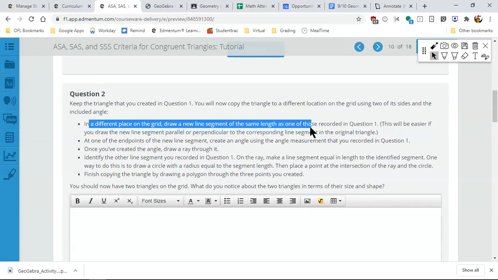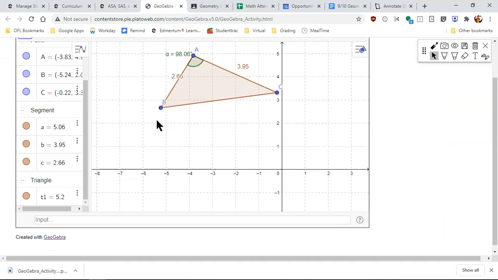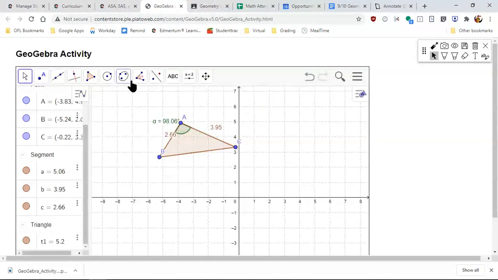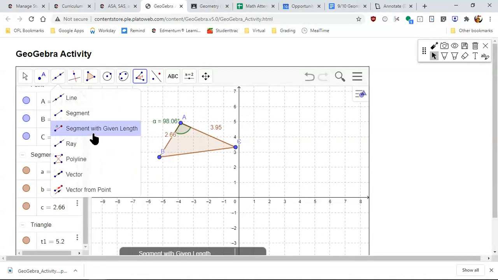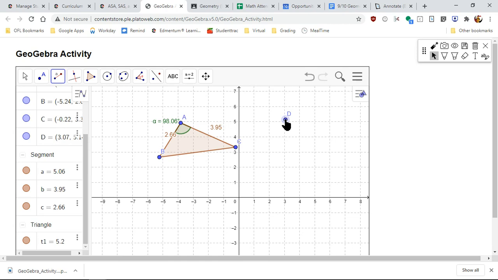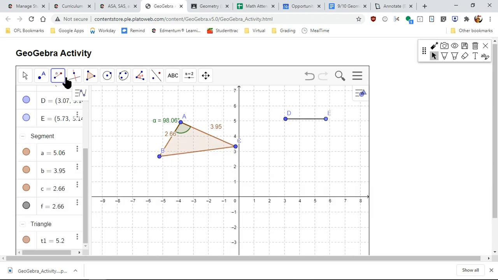So in a different part of the grid, we're going to make a new line segment with the same size as in question one. I'm going to make a line segment with the given length because I want it to be the same length. So line segment, given length. I'm going to do it here. And I want the length to be 2.66. Enter. Cool. I am going to move this so it kind of looks the same.